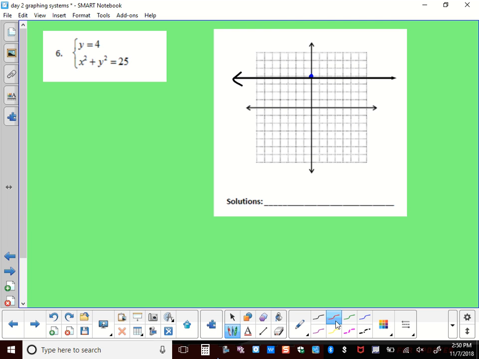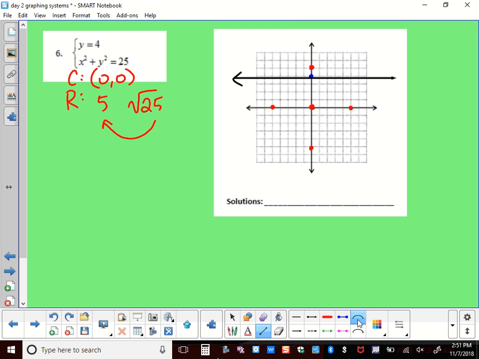All right, my second. Let's look at this. X squared plus y squared equals 25. I'm glad you guys noticed that it was a circle. What is my center? 0, 0. What is my radius? 5. Because the square root of 25 is 5. So let's draw your circle. 0, 0. Then I go up, left, right, 5. Draw my circle.